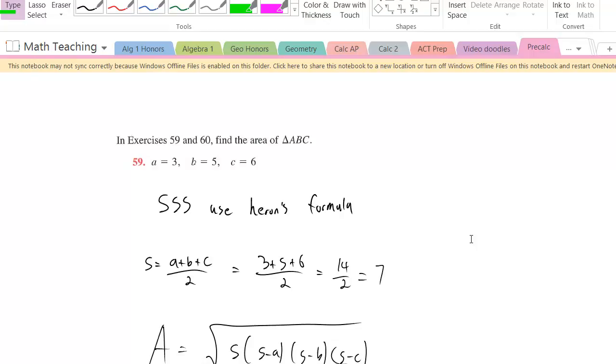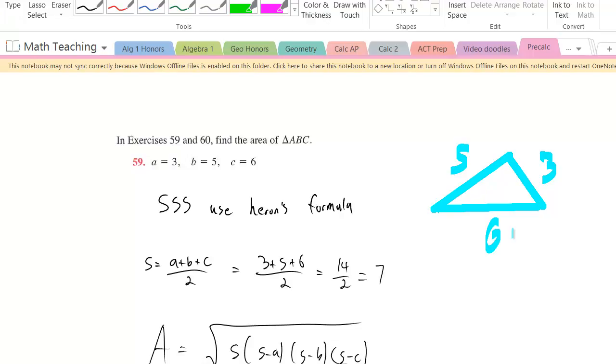But if you did try to sketch this triangle out, you would notice that it is not a right triangle. Okay, so I'm just going to kind of draw this thing out, just to give you an idea of what it kind of looks like. And so this would be 3, this would be 5, this would be 6. But the way to figure this one out, whenever you're given three sides, I call it the side case.